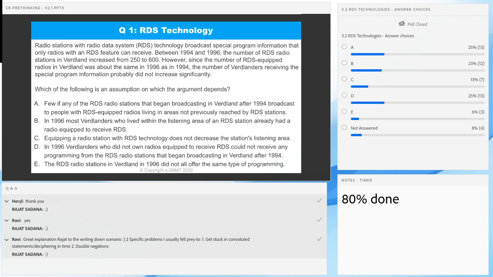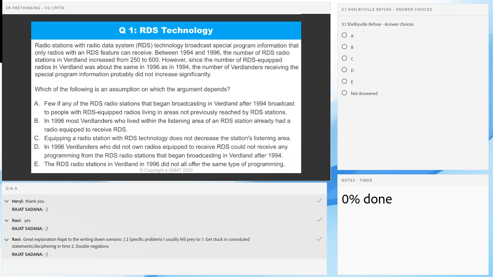I'm going to broadcast the results. This is how you guys are. This is a difficult question. I understand that we're going to discuss this. This is probably the most challenging question many of you will face on the GMAT.